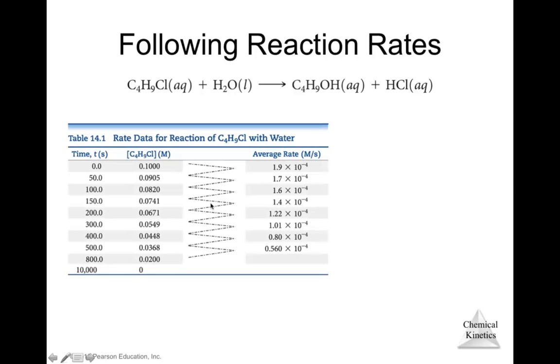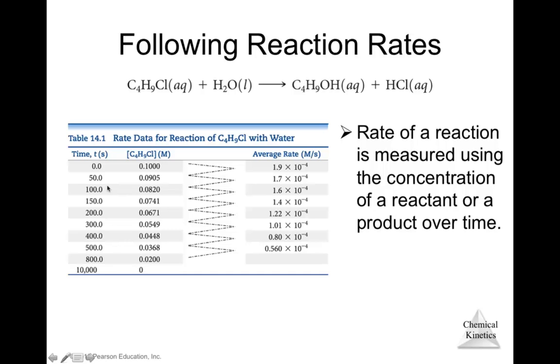So here we have a table that shows at different times the concentration of C4H9Cl, the concentration of the reactant, and they measure the average rate between these two times. In each one, you can see that they are averaging the rate between two times. So the rate of a reaction is measured using the concentration of a reactant or a product over time.